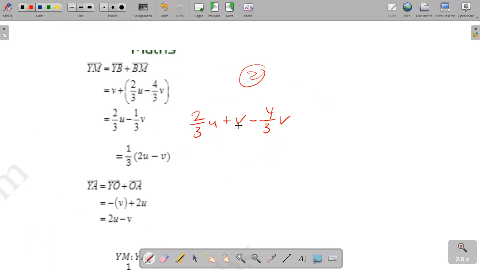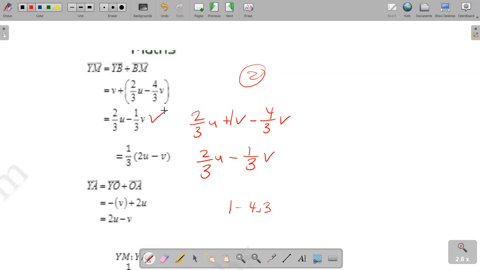Now, this is the trick. Use your calculator. V by itself is 1V. So this part, 2 over 3U, isn't changing. Put in your calculator 1 minus 4 over 3. You should see the fraction function, it should look like an L. Everybody see what I mean on your calculator? When you do the fraction, you should get minus 1/3. That's your answer, minus 1/3 V.